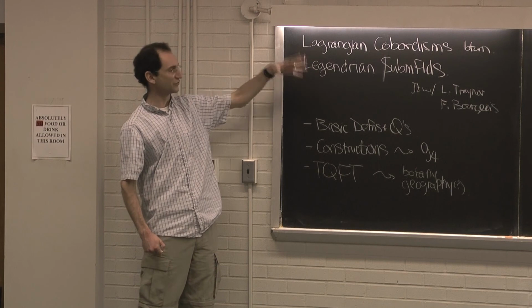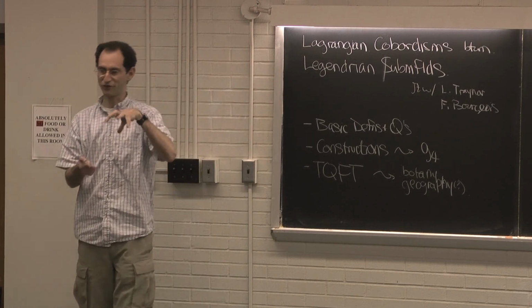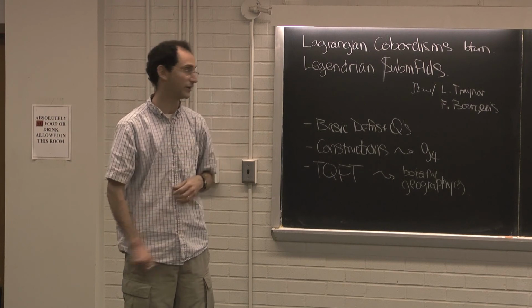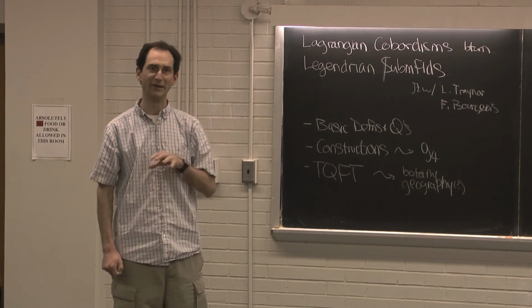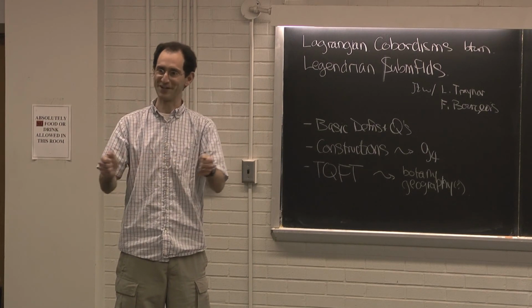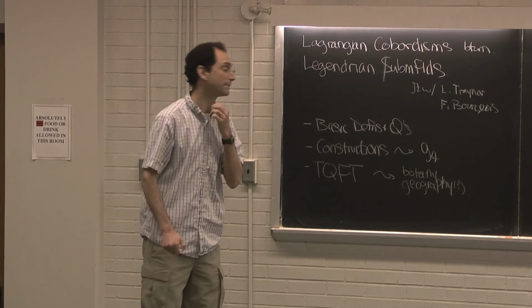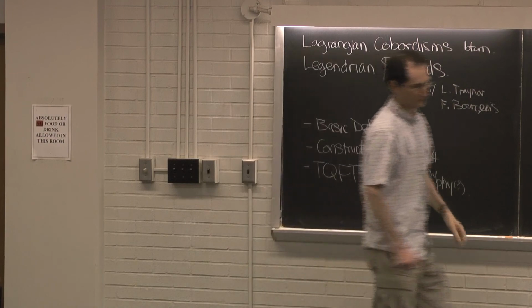Lagrangian Cobordisms and Legendrian Submanifolds are the geometry underlying a TQFT package for a non-classical invariant of Legendrian Submanifolds. This, of course, works for many different kinds of non-classical invariants. I'll talk about generating family cohomology today. Okay, so let's get started.